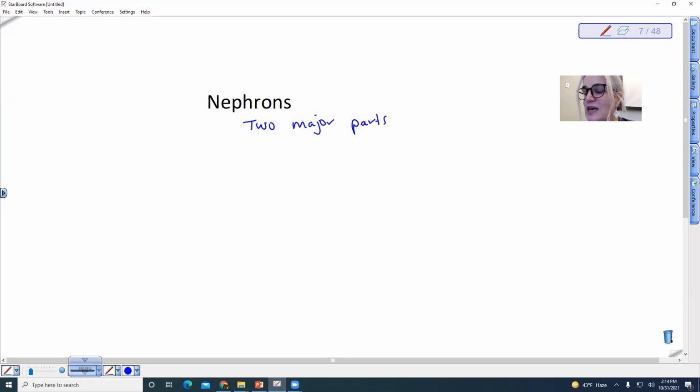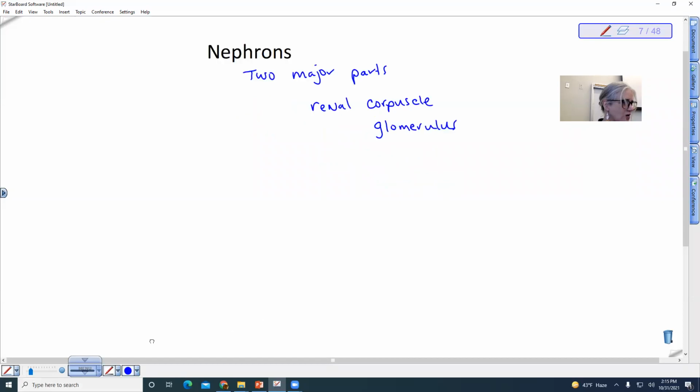The first part is what is called the renal corpuscle. The renal corpuscle consists of 2 components. We have the glomerulus, and we have what is called the renal capsule, but it's also sometimes referred to as the Bowman's capsule.